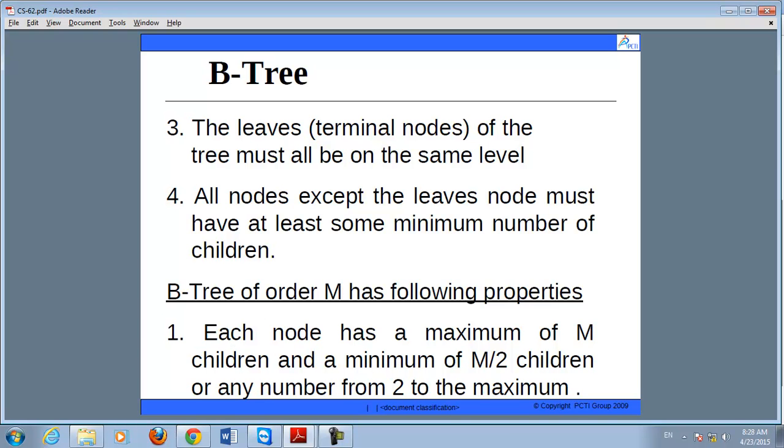First is, each node has a maximum of m children and a minimum of m divided by 2 children, any number from 2 to the maximum. This means every node in a B tree can contain children, but the minimum number of children is m divided by 2, where m is the order of the tree, and the maximum number of children is m.